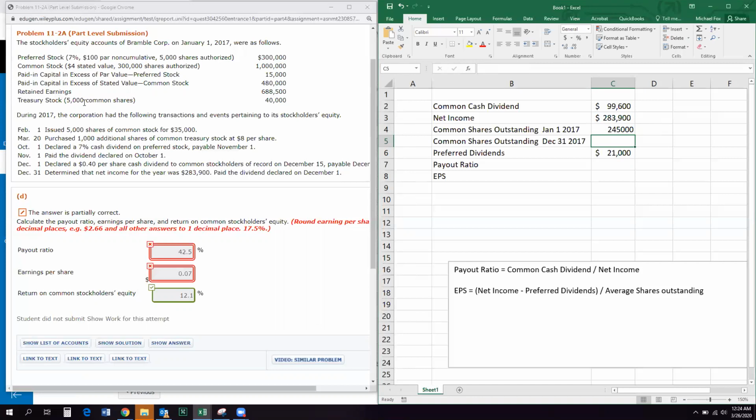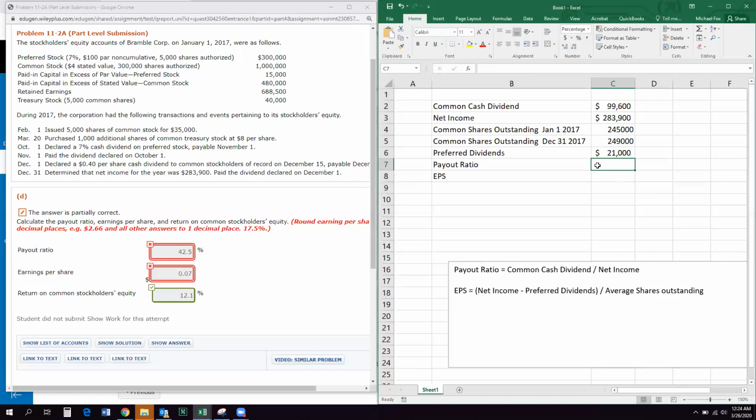And then to find it at the end of the year, I'm just going to take what I had at the beginning of the year. I'm going to add any new shares of stock that we've issued. So on February 1st, we issued 5,000 shares. And I'll subtract any new shares of treasury stock that we've purchased. Here we've purchased 1,000 shares. And then the rest of these are all about dividends, and they're cash dividends, so they don't affect the number of shares. So we know at the beginning of the year we had 245,000 shares, and at the end of the year we have 249,000 shares of common stock outstanding.